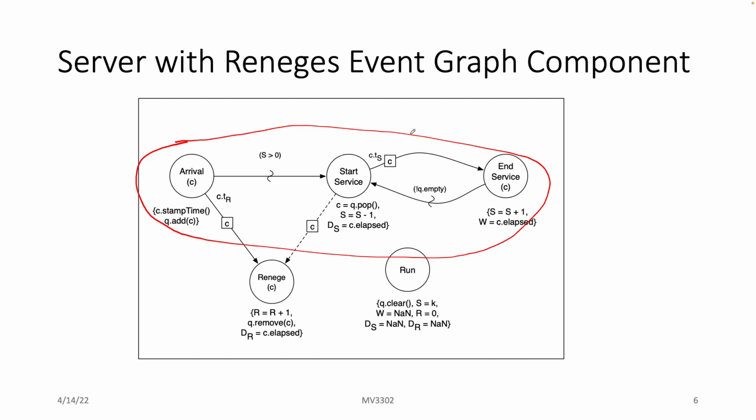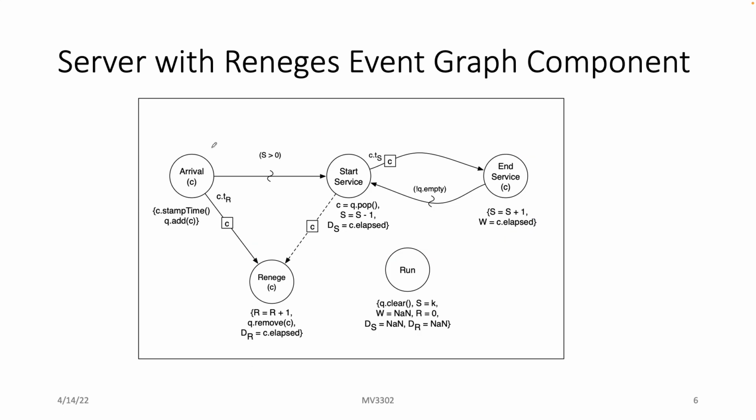So again, we see in the top part a pattern that should look very familiar. This is our arrival. This is our server component. But what we've added was just as before, we've added the renege event, and then the same pattern here. So now our arrival is going to be one of these customers.